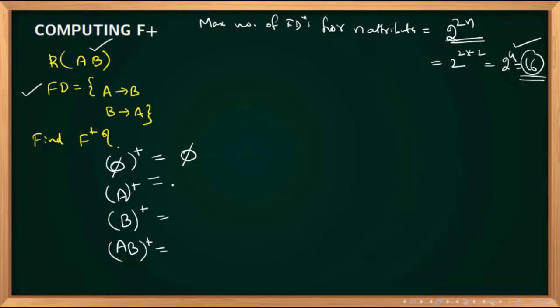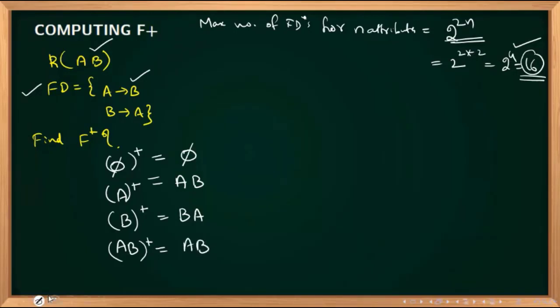So A closure, can somebody tell what will be A closure from the functional dependency? Can somebody type the answer? A closure will definitely contain A, but from the functional dependency, A determines B is there, so A closure will contain B also. Now, can somebody say B closure? B closure will definitely contain B because trivial, and B determines A is there, so A also will come. Now, can somebody say AB closure? Again, AB will come. All the things are coming.